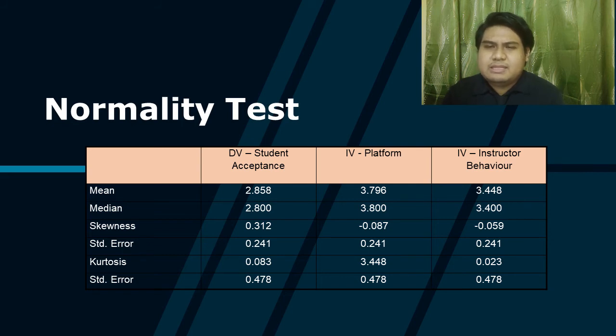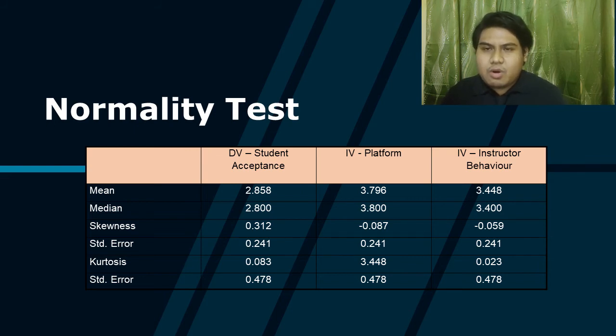For the types of online platform used, the mean is 3.7960 while the median is 3.800. The mean value shows that the respondents agree with the statements as the value is close to 4. And lastly is the instructor behavior, which has a mean of 3.448 and median 3.400. It shows that the respondents are neutral about the statement.